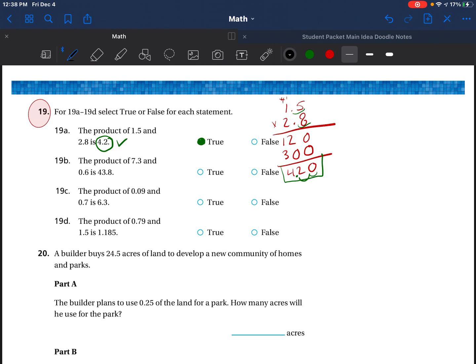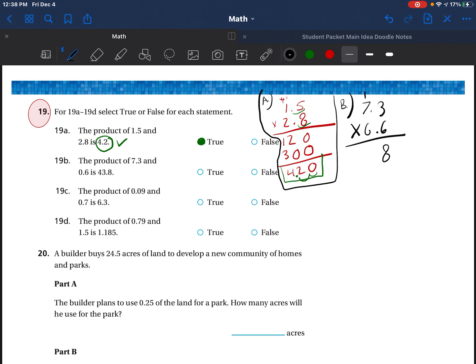Okay, let's look at the next one. So I'm going to kind of box this one in as much as I can. I'm just going to say A. And next I do B. And that has 7.3 times 0.6. 6 times 3 is 18.